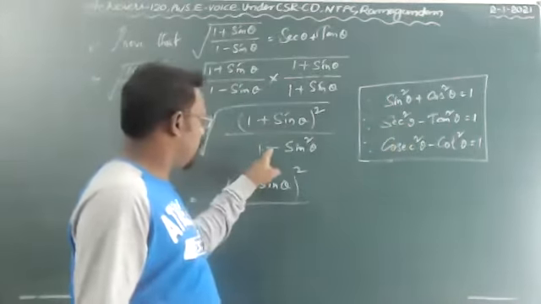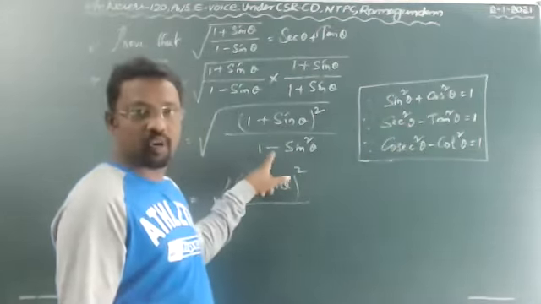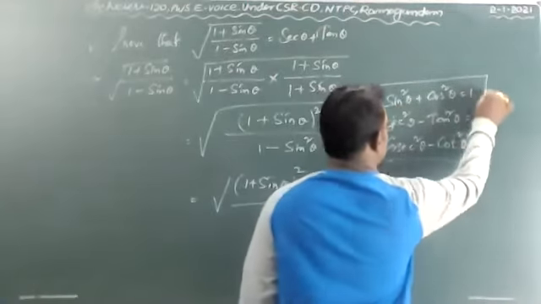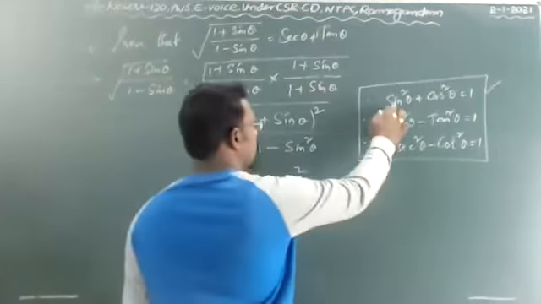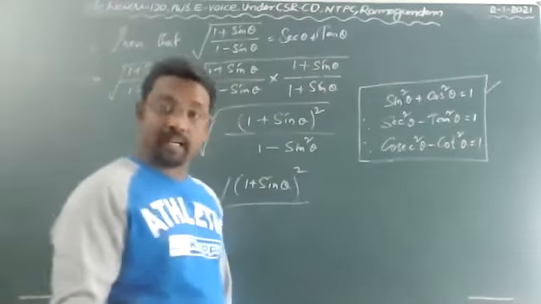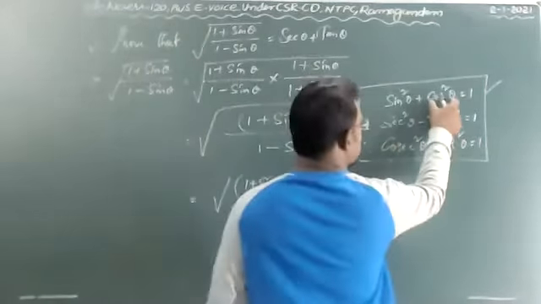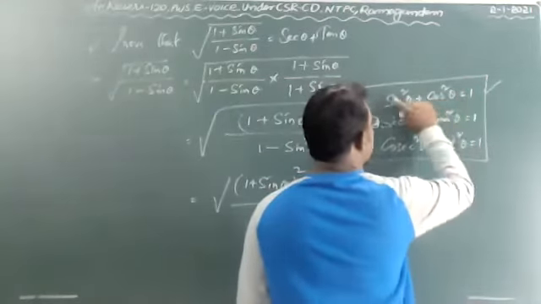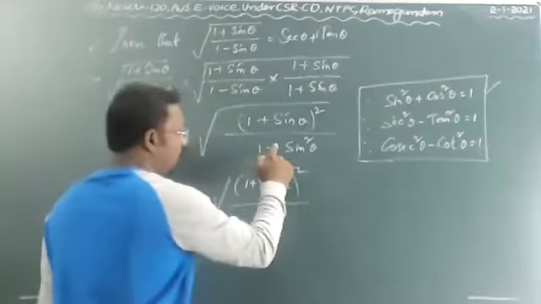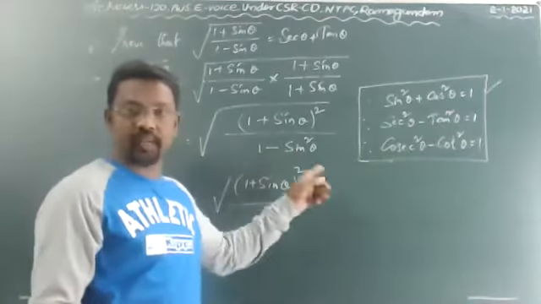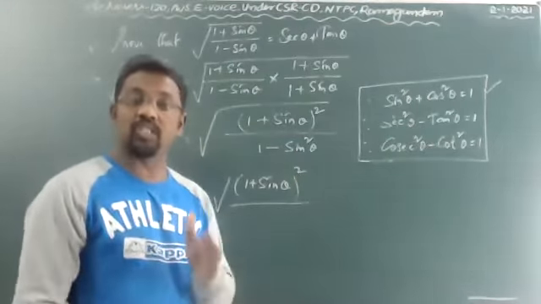See here, a square minus b square is nothing but 1 minus sine square theta. From this first identity, plus sine square theta sent to this side becomes minus. What is the result? Cos square theta. Cos square theta is equal to 1 minus sine square theta, which means 1 minus sine square theta you can write as cos square theta.